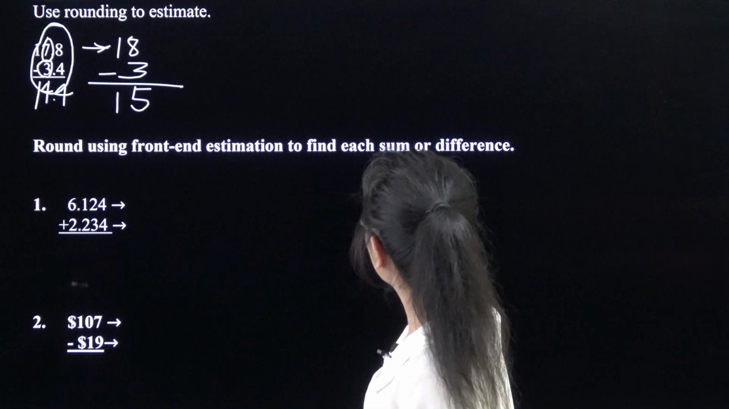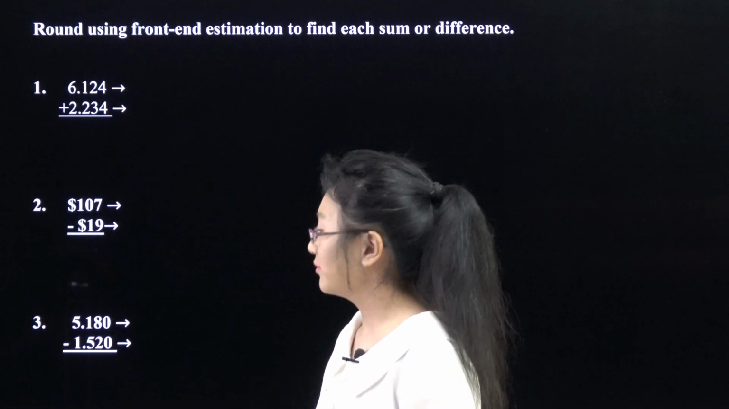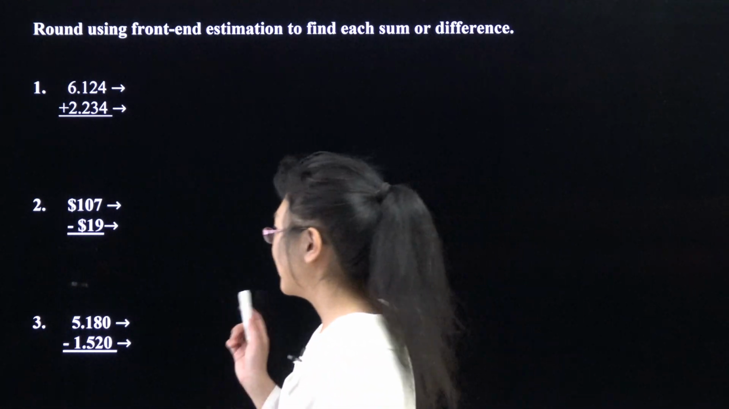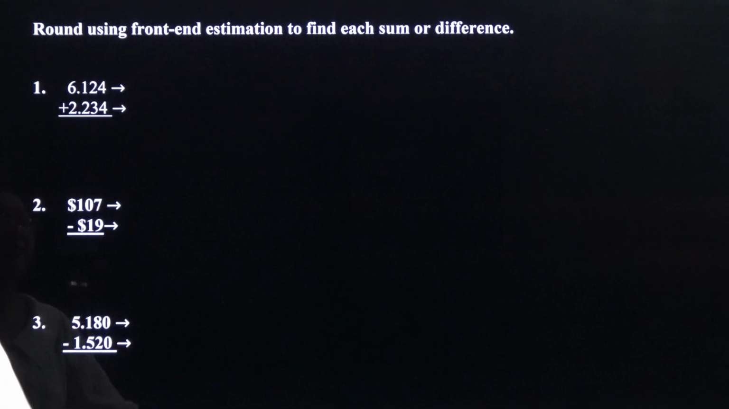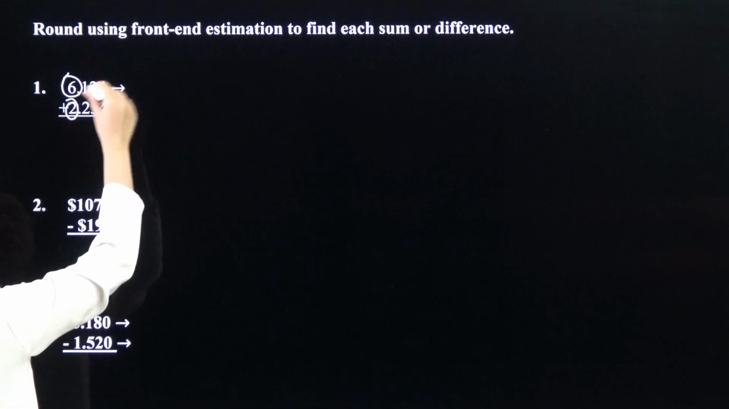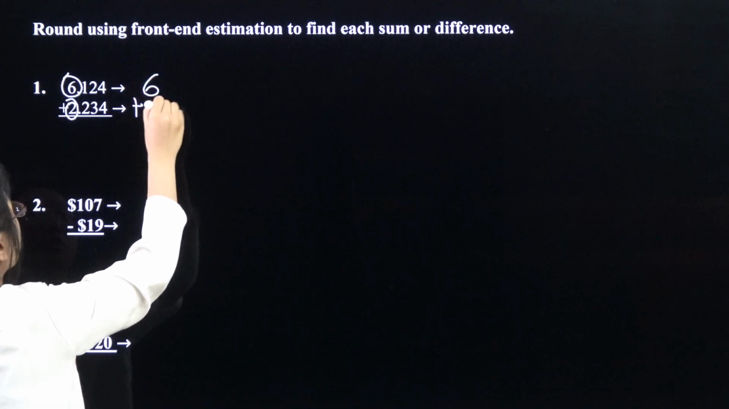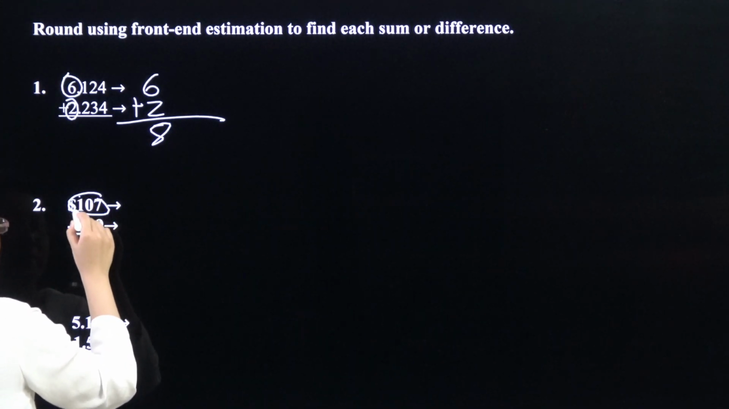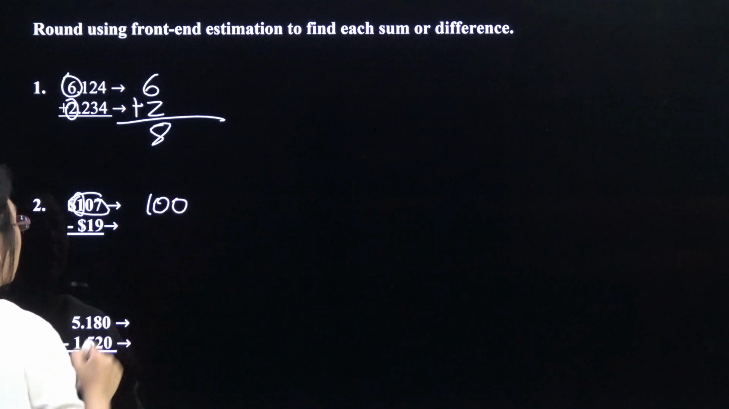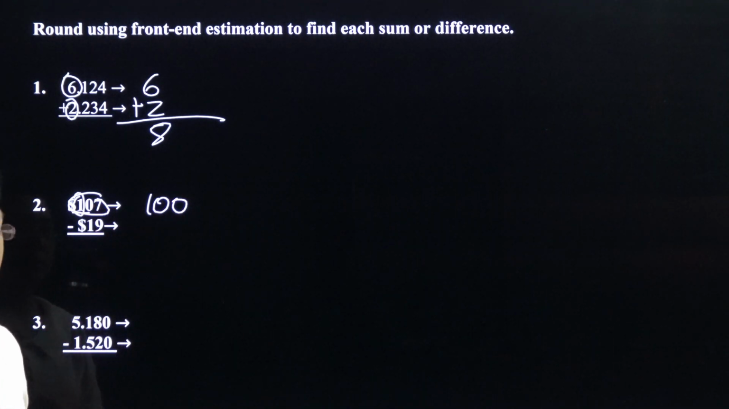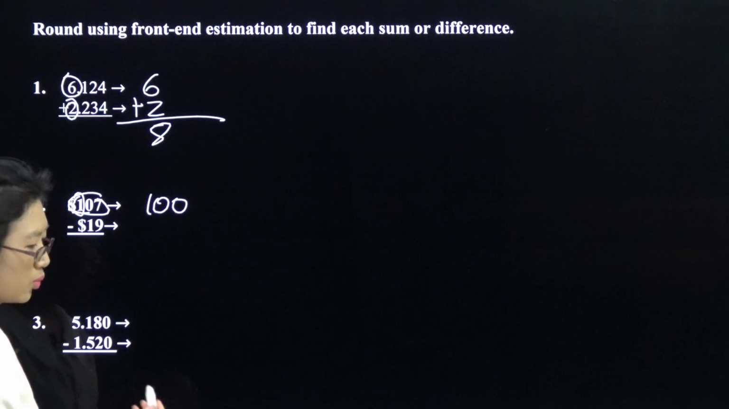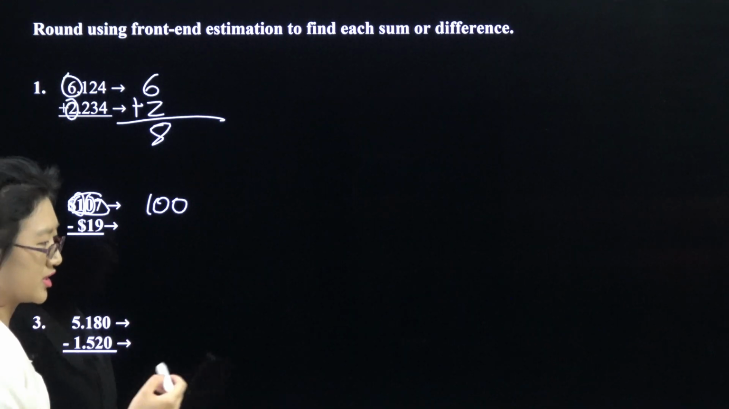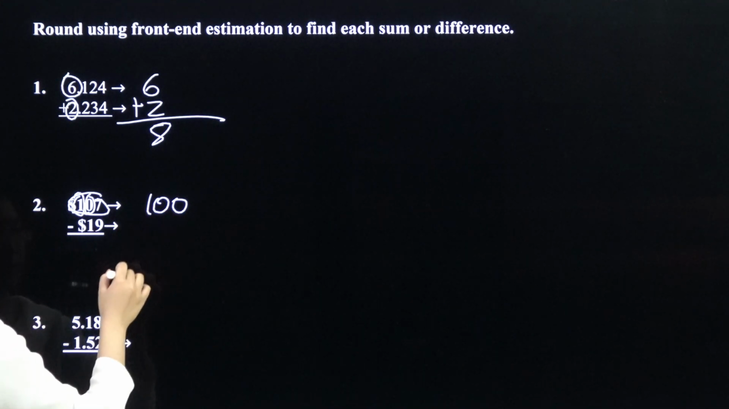Now we're just going to do some front-end estimation, even though I'm not really happy with the way that you do it. So this one, you round, and then it becomes 6 plus 2, which is equal to 8. And then here, you round this, and then that would be 100, because the front digit is 1. Well, it is 1, but it's in the hundredths place. So then you move on to the tens place. The tens place is a 0, which is less than 5, so you round down to 100.